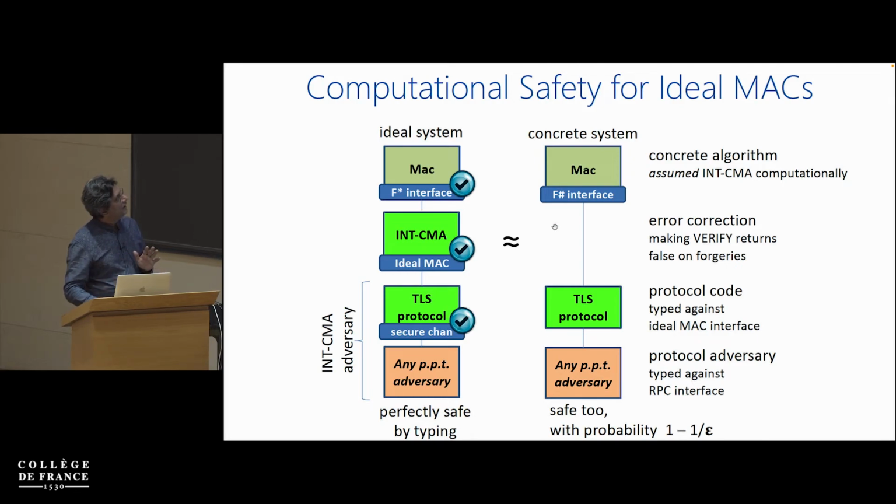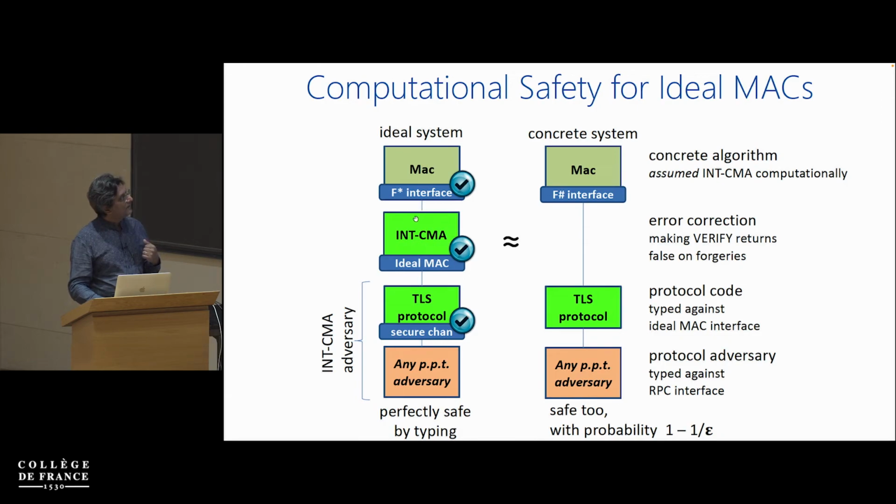So what we are doing is on the right hand side is the code that will actually run. We have TLS, which is calling concrete MACs. On the left is the idealization of it. We have the same TLS code, the exact same code, which is in fact calling into the int CMA wrapper around the MAC code, which internally is going to use an idealized notion of MACs.